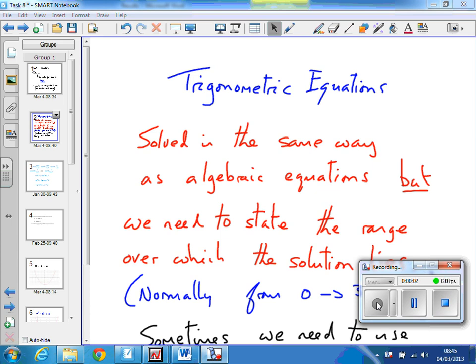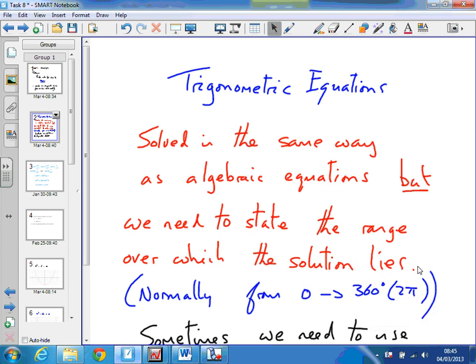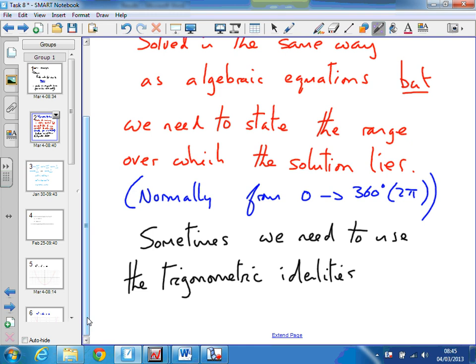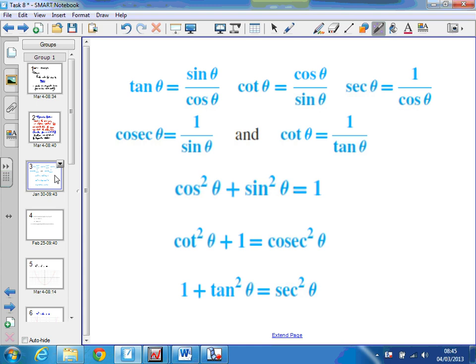Okay, trigonometric equations then. Last time we looked at some basic trigonometric equations, linear trigonometric equations, and they're solved in the same way as algebraic equations, but we need to state the range over which these solutions act, and that's what we were doing in the last video. In addition to algebraic rules for solving equations, sometimes we need to use these trigonometric identities, and a bit more on that today. And as a reminder, these are the identities that are commonly used.